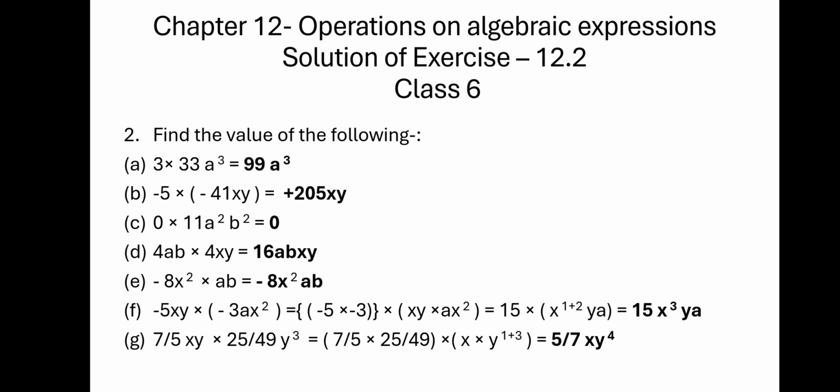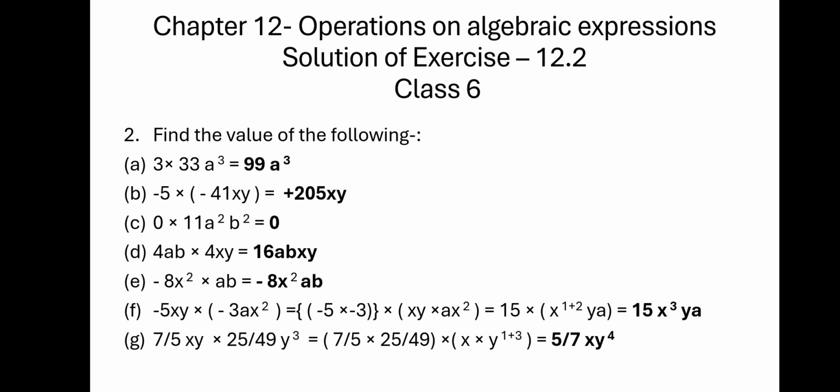D question. 4ab into 4xy is equal to 16abxy, because both are unlike terms. So the literals, when you multiply them, you will get their product as abxy. Negative 8x square into ab, here also the same. Negative 8x square ab will be the answer.